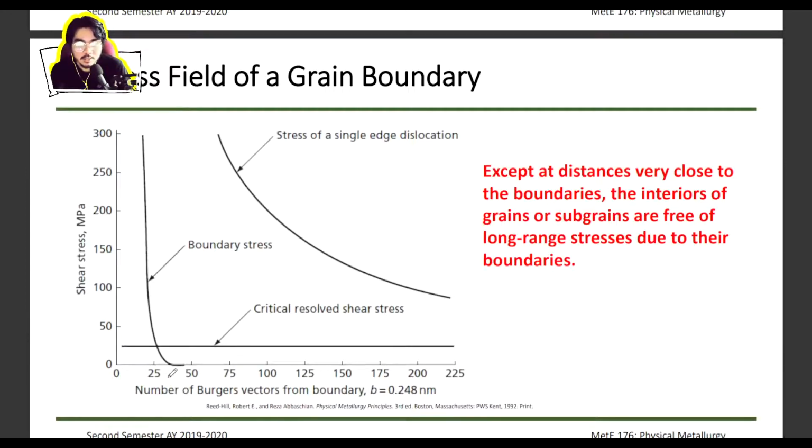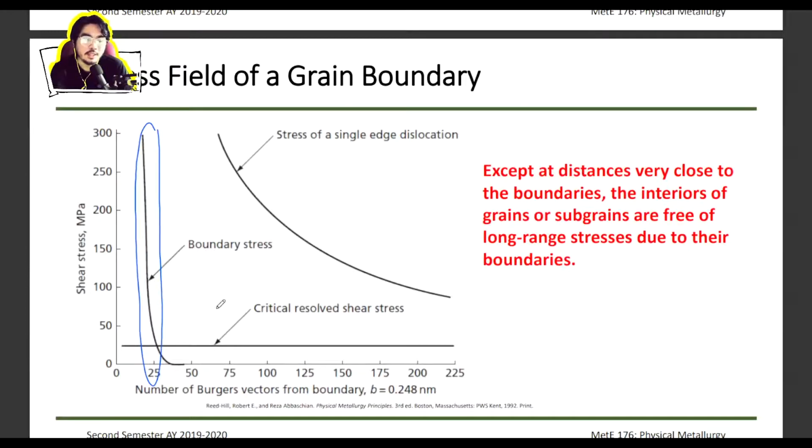So if you look at this, this is the number of Burgers vectors, or the distance away from the grain boundary. You'll notice that the stress is very high if it's very near the grain boundary. But if you go further, it almost diminishes, no? So, the stress field that the grain boundary introduces is only strong when it's near the grain boundary.